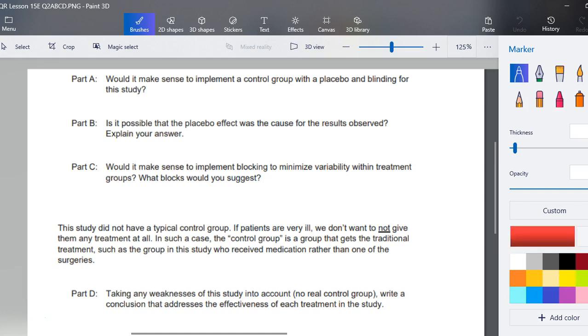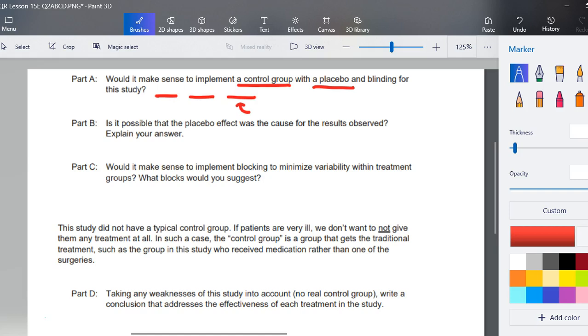Would it make sense to implement a control group with a placebo for blinding this surgery? Lots of different answers that you could come up with, but remember the first 2 were surgeries, and for it to be a placebo, then the third group, the control group, would have to have a surgery where nothing is done. And trying to replicate this without having a surgery would be extremely difficult.